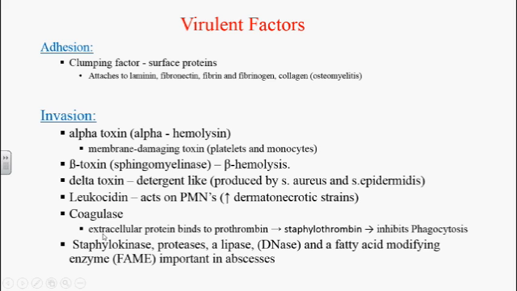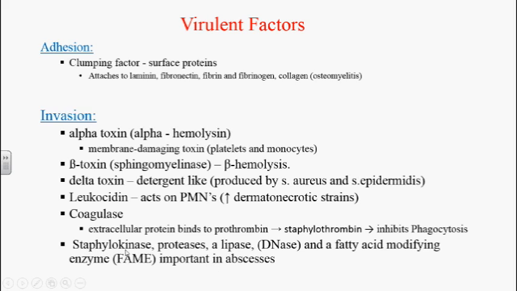Coagulase. These organisms have a coagulase substance on their surface, and it is different from clumping factors. Even though it is present on the surface with clumping factors, it is different. Genetically, it is proven. Coagulase enzyme is specifically seen in Staphylococcus aureus. This coagulase enzyme always binds with prothrombin. When it binds with prothrombin, it makes staphylothrombin on their surface. So, by having this staphylothrombin, this organism inhibits phagocytosis by the human immune system.